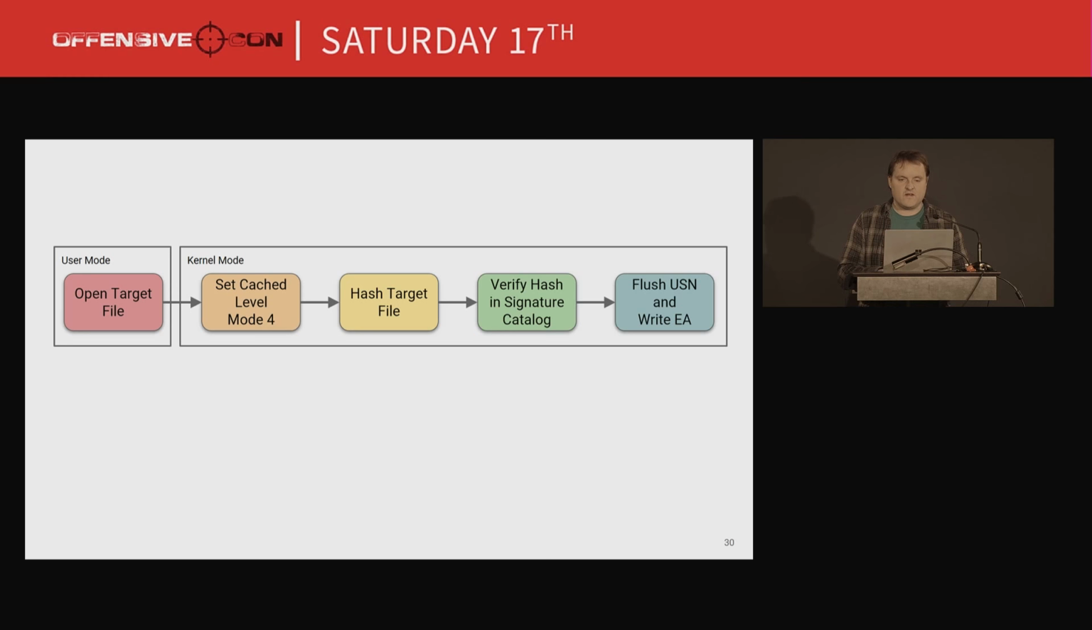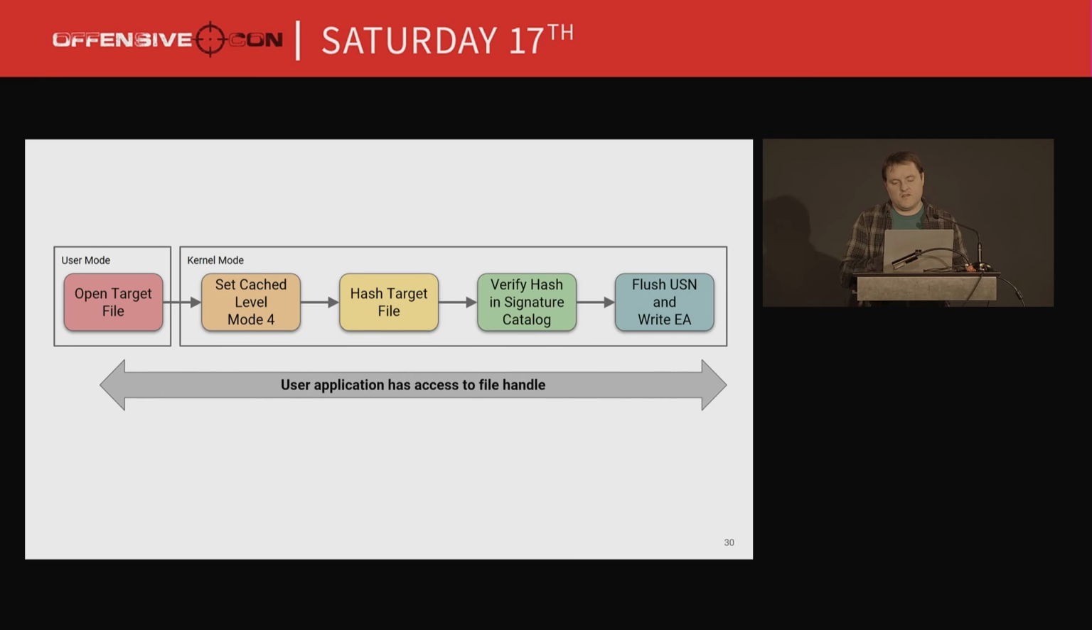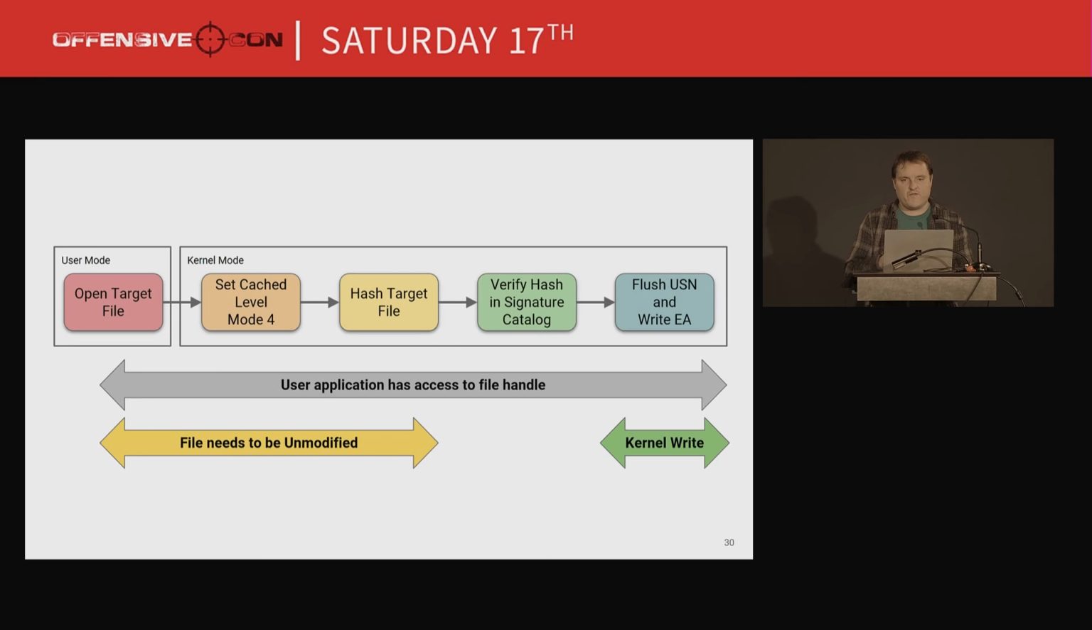But what I found interesting was the fact that because we have not passed the file path, we just passed a handle, throughout this entire process, user mode has access to this target file. However, only the first couple of steps require that the file not be modified. Up until the point where the file is hashed, and any time after that, up until the point it tries to write the extended attribute and flush the change journal, in theory, we can actually modify the file.